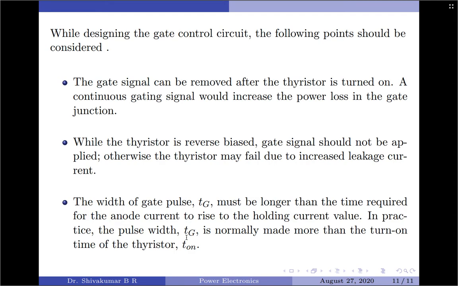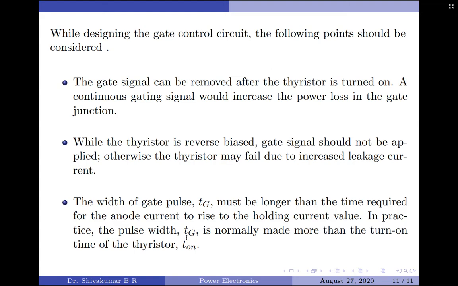The second point is, while the thyristor is reverse biased, gate signal should not be applied. Otherwise, the thyristor may fail due to increased leakage current. Now, this is a very important point. Let us understand how. As we know, a thyristor has three junctions. The first and third junction will be reverse biased when the device itself is in the reverse biased condition. However, the middle junction, junction J2, will be forward biased.